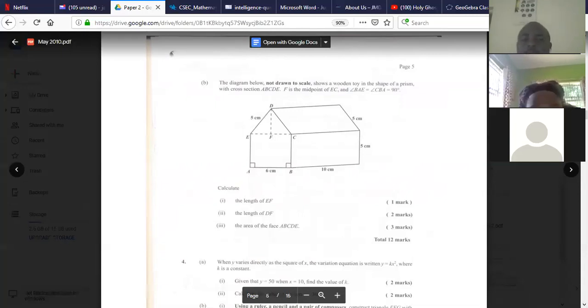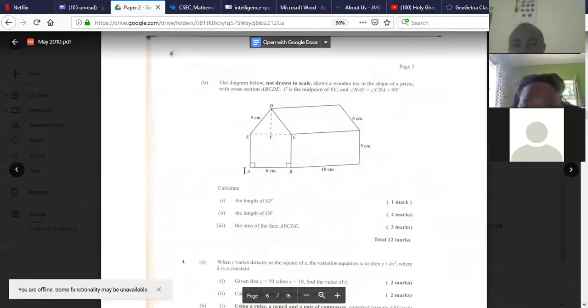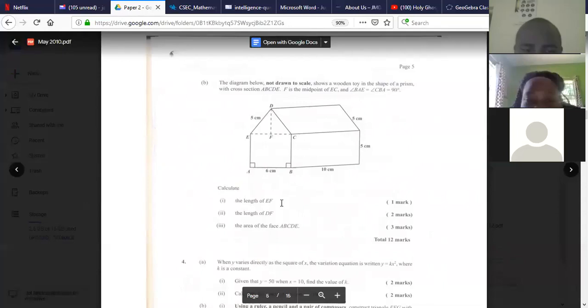F is the midpoint of EC. What does midpoint mean? It's in the middle. Middle, good. And the angle BAE is a 90-degree angle. So this angle A here is 90 degrees, okay? It says calculate the length of EF. Okay, let's look for EF.